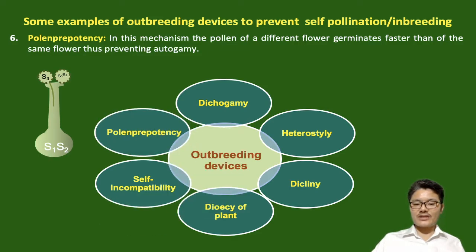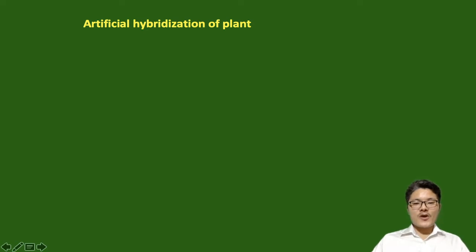And the last one that we had discussed is pollen prepotency, and we haven't included here herkogamy, right? Herkogamy includes heterostyly. So now let's discuss artificial hybridization of plant.